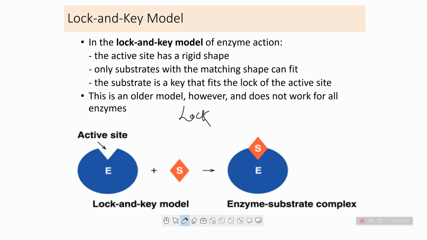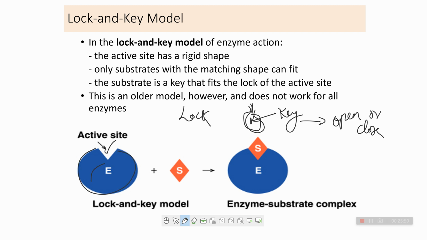Suppose this is a lock. This lock will open with the help of a key. With the help of the key, this lock will be opened or closed. So according to the lock and key model, the enzyme works like this. This is an enzyme and this is the active site. The substrate will act as a key. When the substrate binds with this active site, the enzyme becomes active, a conformational change occurs, and it converts the substrate into a product.